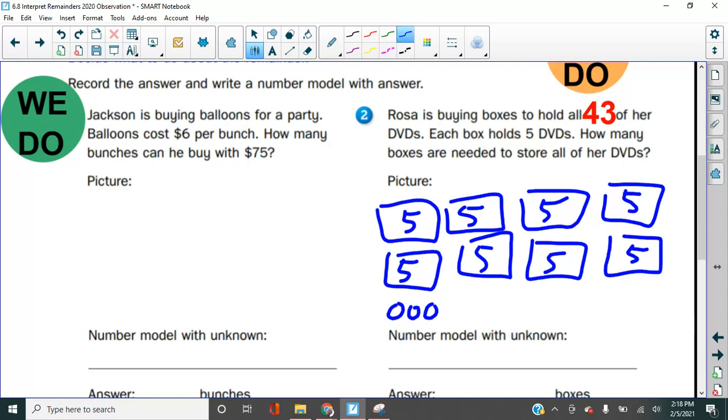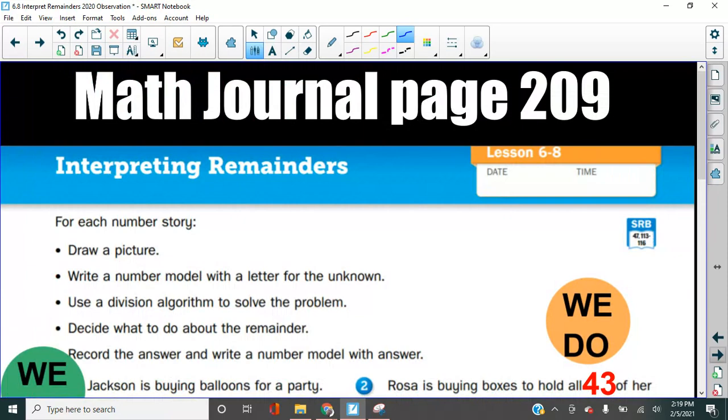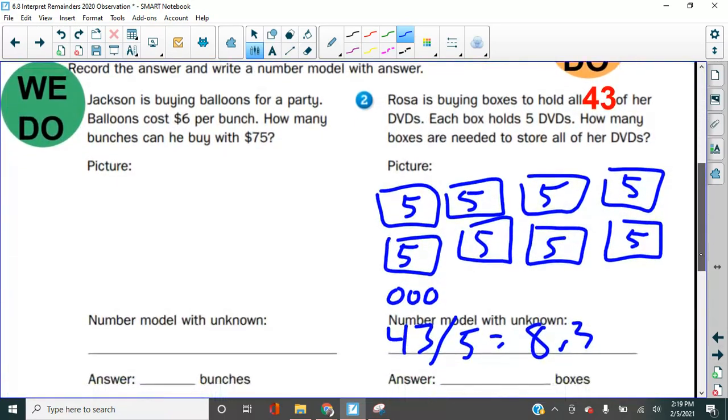So first, let's do the number model, right? We found that 43, well, you tell me, what's the number model? 43 divided by 5 equals 8 remainder 3. And could you do that with the bracket and all of this stuff? Yes, you could, right? And then transfer it to a picture. If you like that, you can.